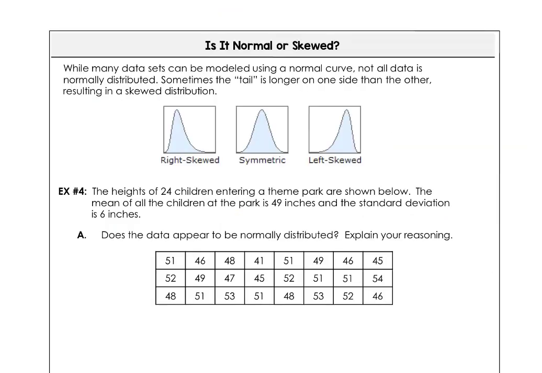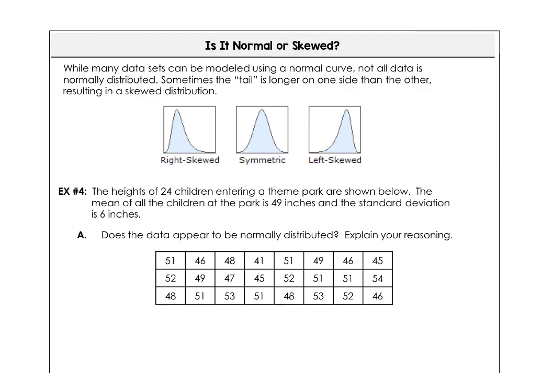In this example, we see that many data sets can be modeled by a normal curve, but not all data is normally distributed, symmetric like this middle one. Sometimes the tail is longer on one side than the other, and that's called a skew. Here we have a positive skew because the mean is to the right of the median, and here we have a negative skew because the mean is to the left of the median.